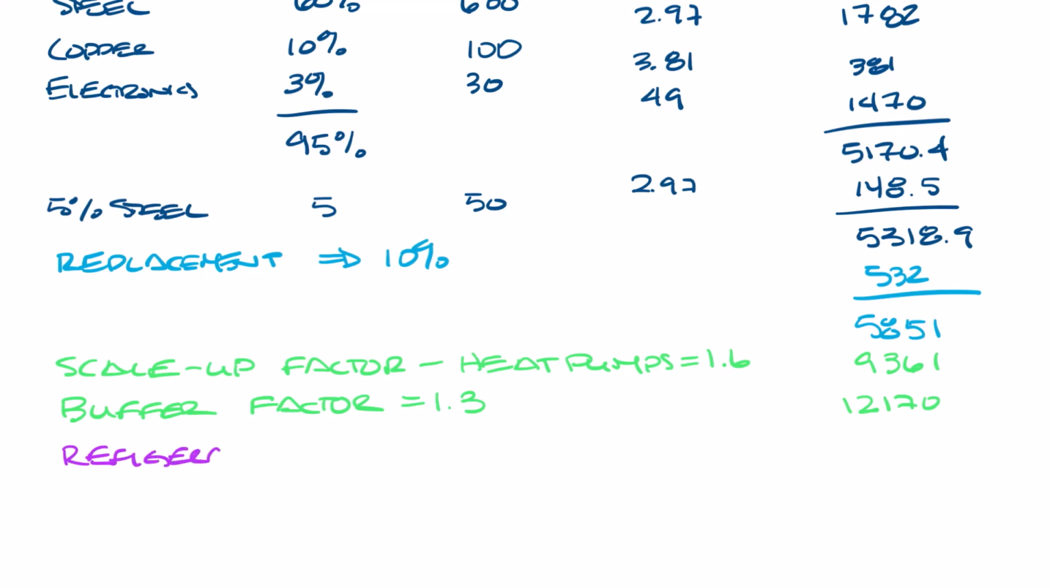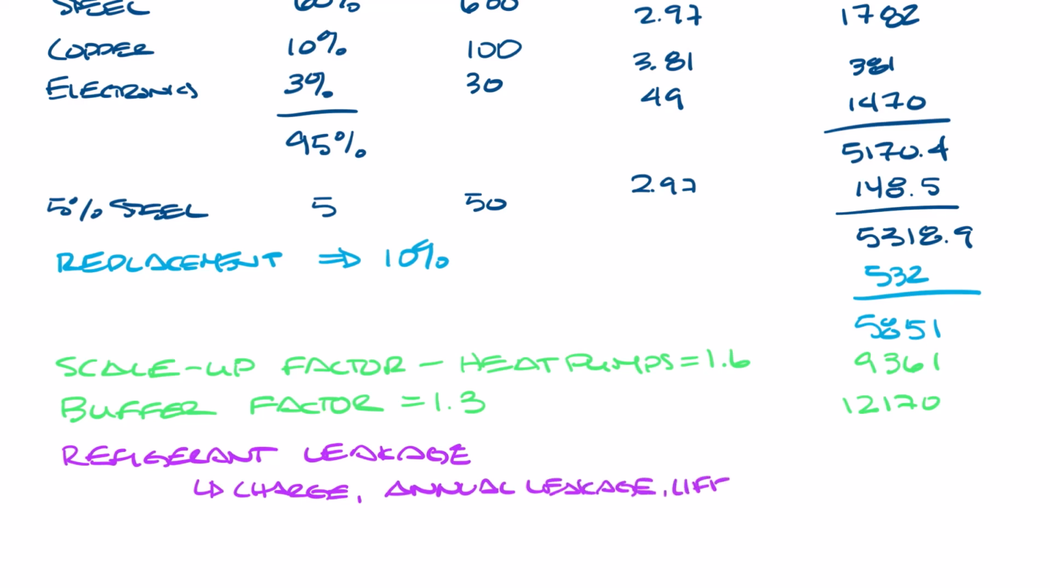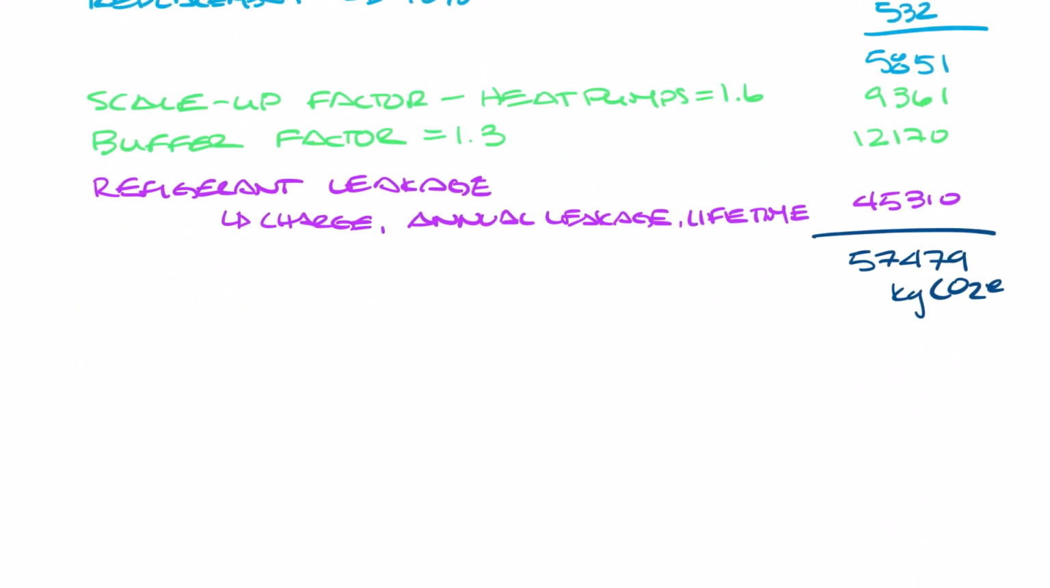And then there's a calculation for refrigerant leakage that takes into account the refrigerant charge, annual leakage, lifetime of the product, and some other factors, which in this example gives us 45,310. And when we total all this together, we get 57,479 kilograms of CO2. Let's scoot this up one more time.